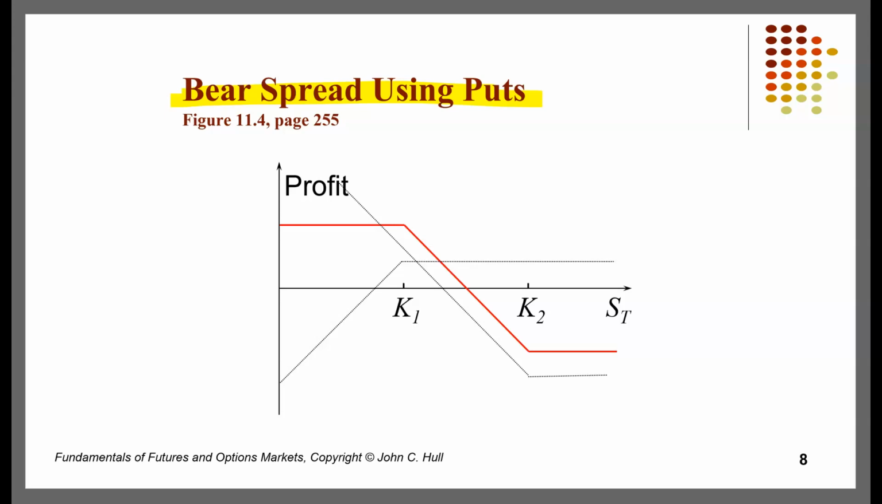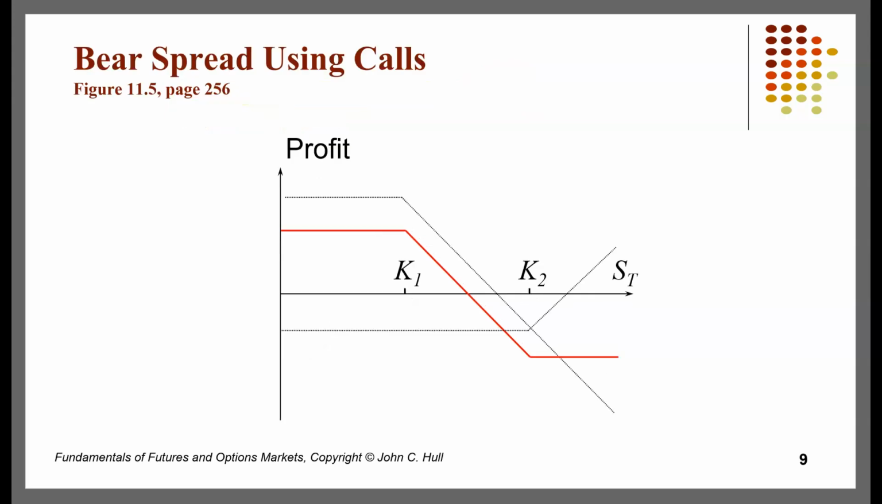In this case, we're going to be looking at put options, and then in the next slides we're going to look at the bear spread using call options. The idea is the same: two options of the same kind, two calls or two puts, and one of the two is going to have a higher strike than the other. When you're bull, the short one has a higher strike. When you're bear, the long one has a higher strike.